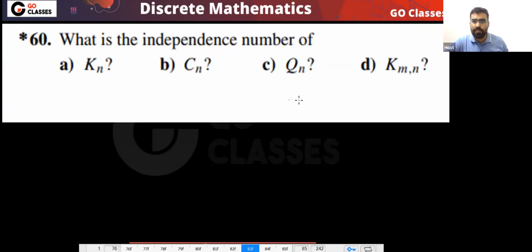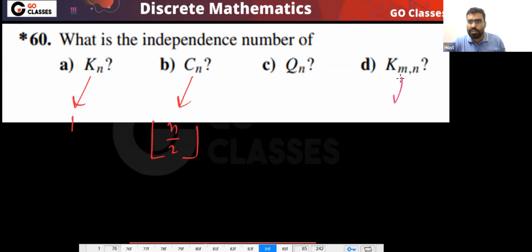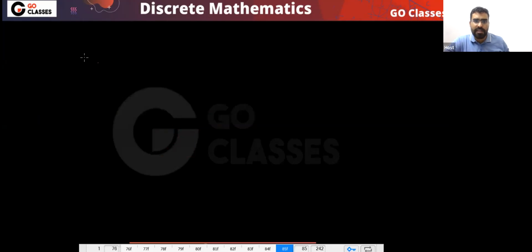What is the independence number of Kn? That we already know. For Kn, the independence number will be 1. For Cn, the independence number will be n by 2 floor. For Qn, first you tell me for Kmn. What is the answer for Kmn? For the complete bipartite graph.